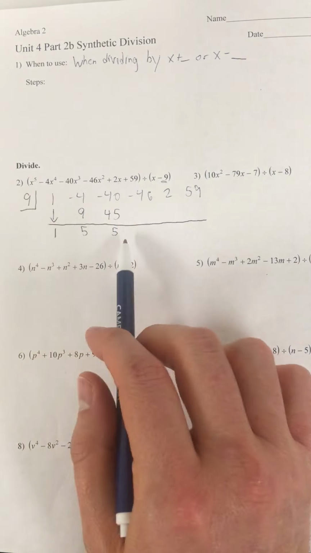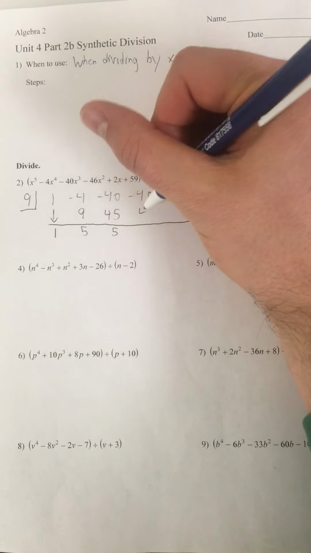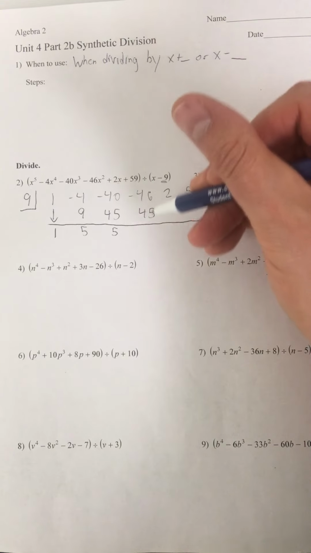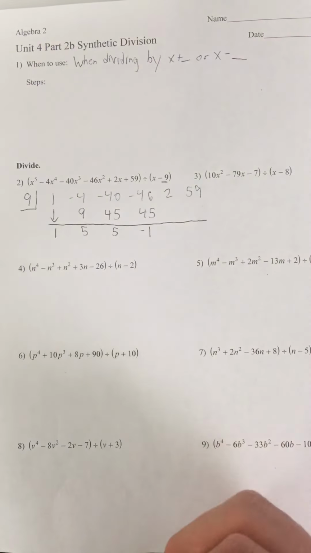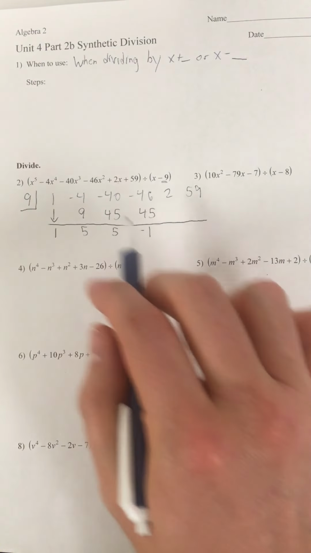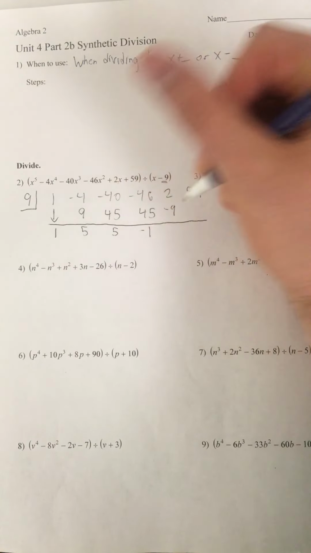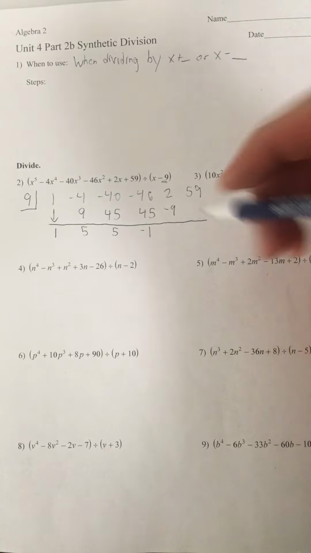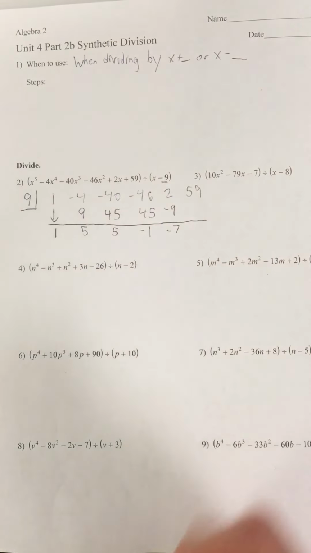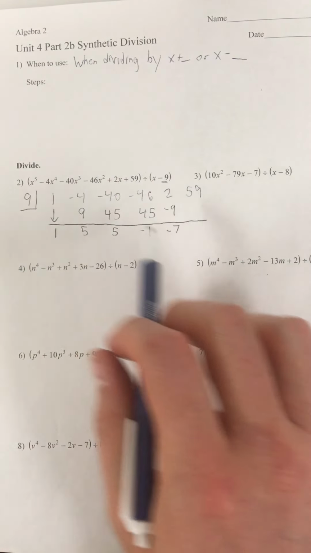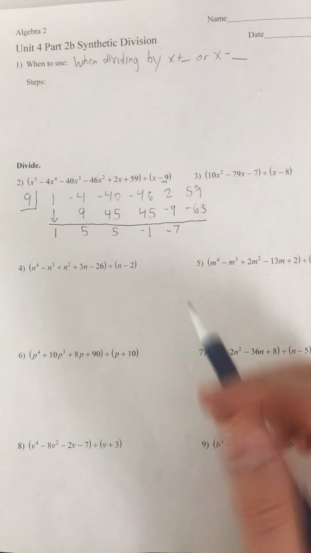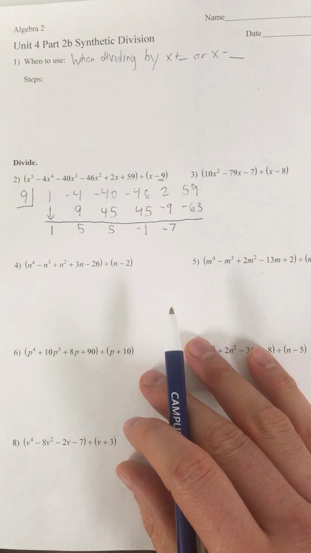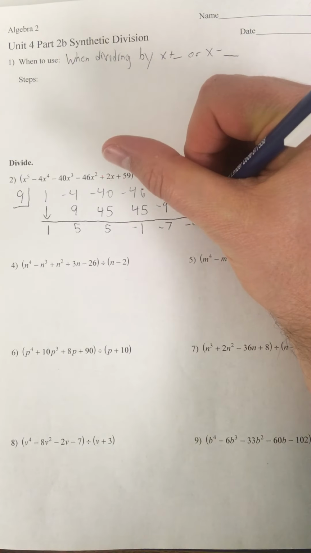Now I'm going to multiply diagonally. 9 times 5, I got 45 again. And then add vertically. Negative 46 plus 45 is going to be negative 1. Negative 1 times 9 is going to be negative 9. 2 plus negative 9 is going to be negative 7. Negative 7 times 9 is going to be negative 63. And then 59 plus negative 63 is going to be negative 4.